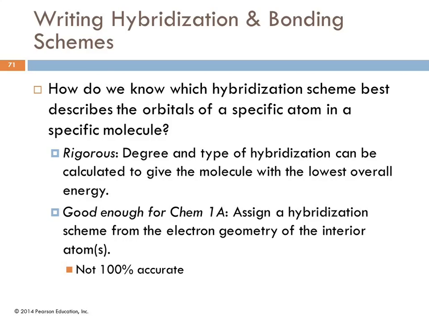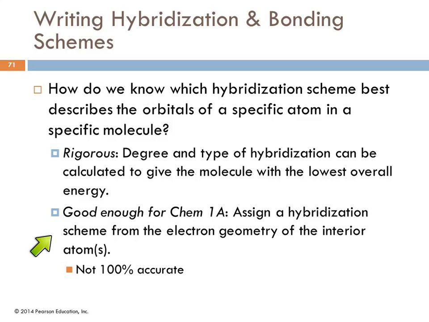So how do we know what hybridization scheme? I guess it's kind of your question earlier. How do we know if it's going to be sp or sp3 or sp3d2? Well, there's 2 methods. There's the rigorous method, which we're not going to do. That can be calculated. You can figure out all the different combinations and look at the energy, and you're wanting the one with the lowest overall energy. So we're not going to do that. Good enough for Chem 1A. This is what we're going to go with.